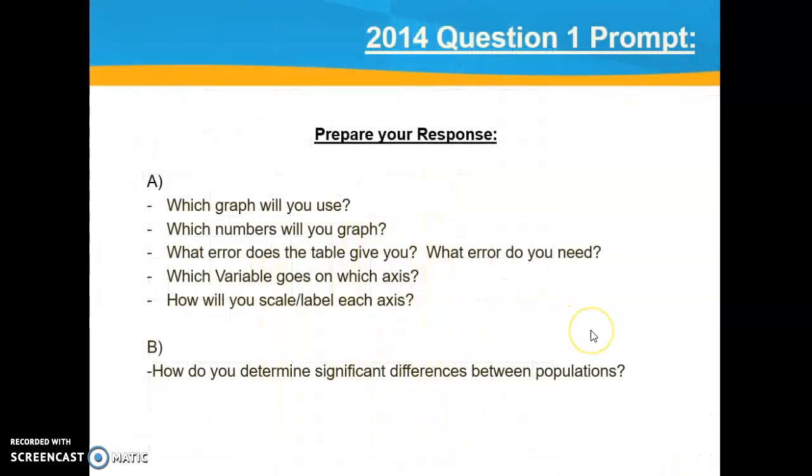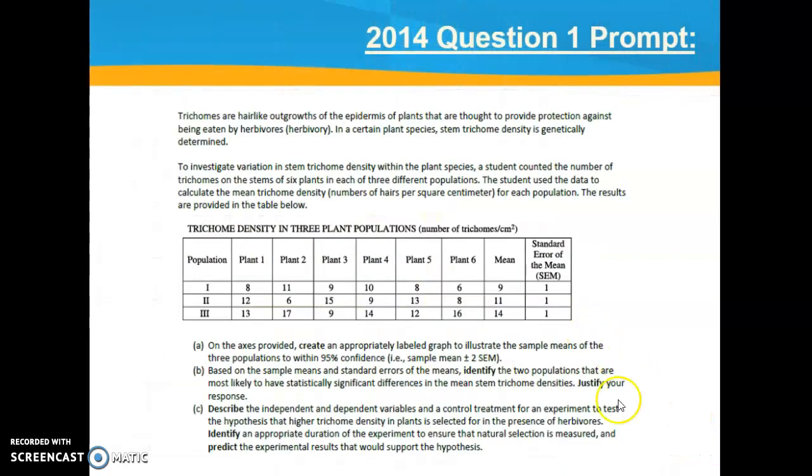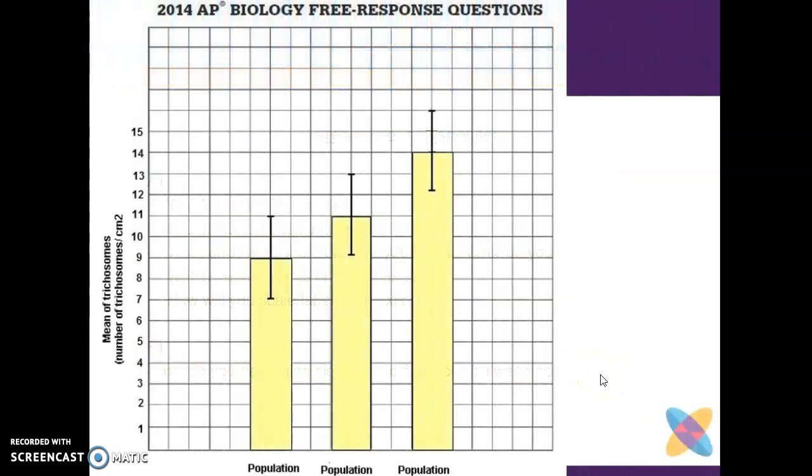Now, looking at part B, what do they want us to do with that data? Based on this data, identify the 2 populations that are most likely to have differences, and then justify. So identify and justify. I'm assuming that's going to be a 2-point part. Let's look. In order to determine if there's a statistical difference, you want to find the bars that do not overlap. Again, you can do that mathematically or you can do that visually.